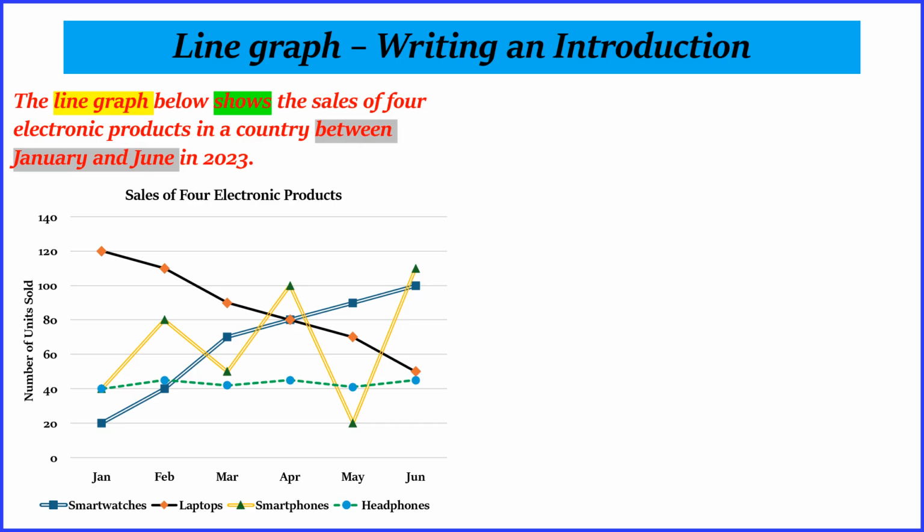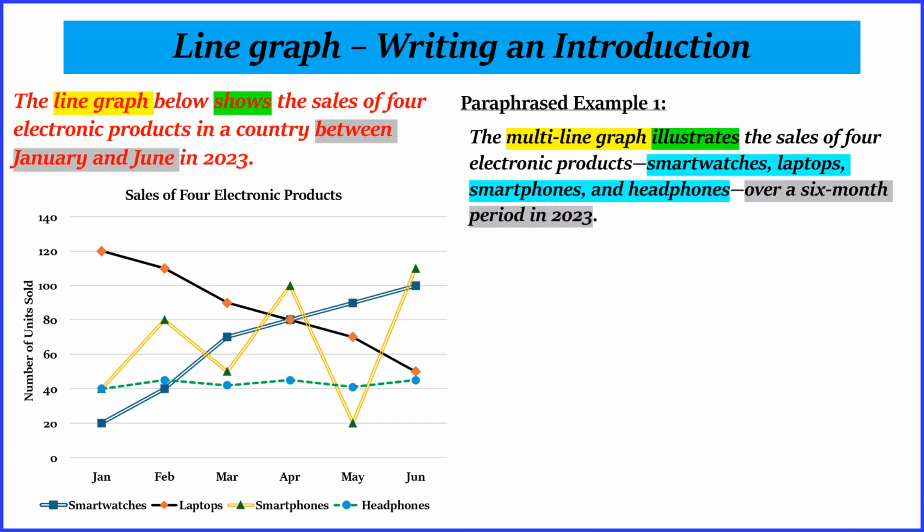Let's look at the first paraphrased example. The multi-line graph illustrates the sales of 4 electronic products: smartwatches, laptops, smartphones, and headphones over a 6-month period in 2023. Notice the changes made here.